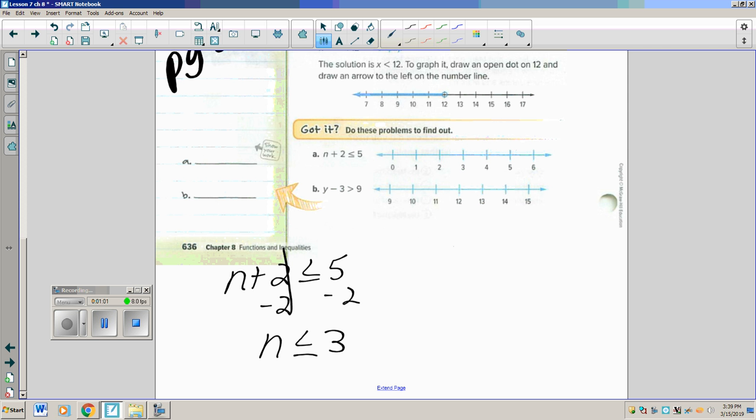Take this answer and then you graph it. Closed circle on 3. It has to be going left. This is the graph of that inequality.